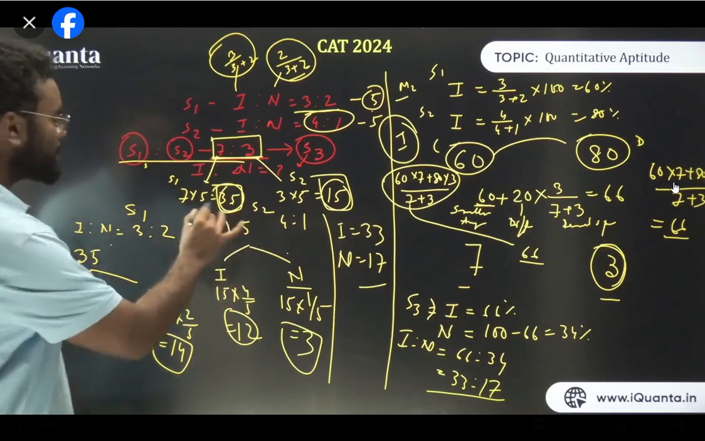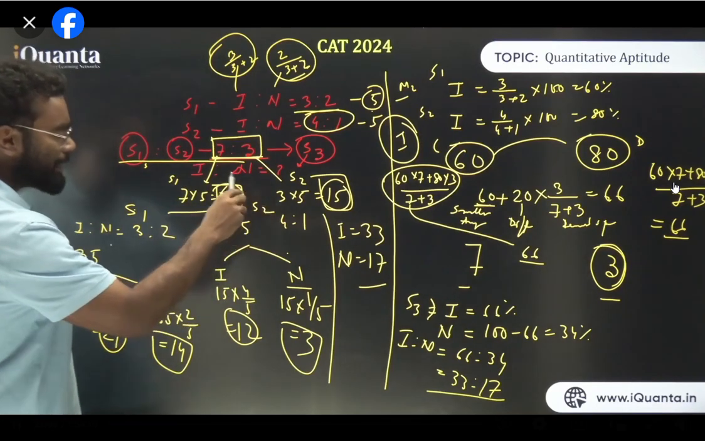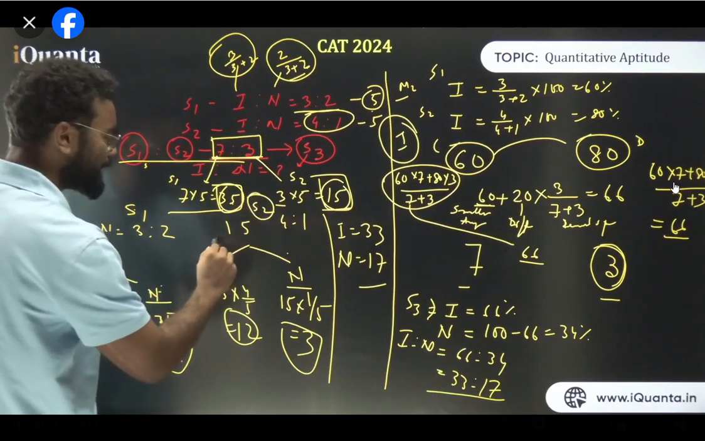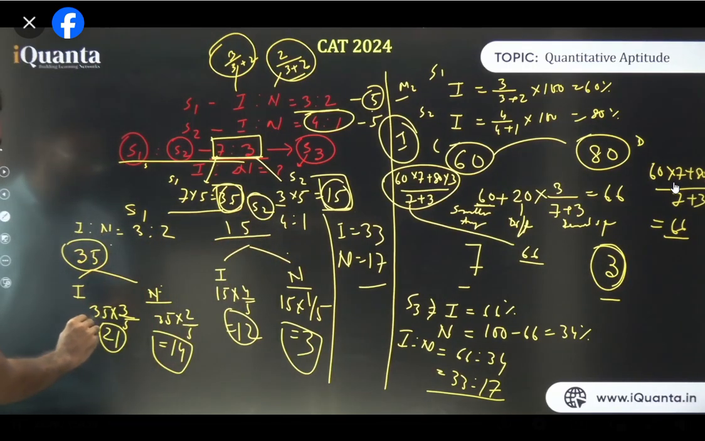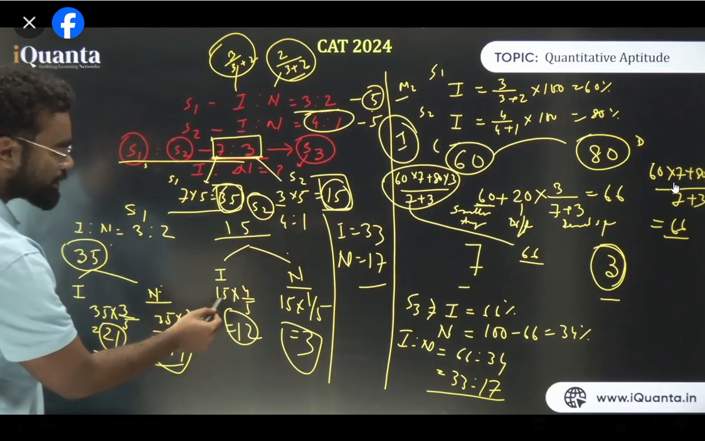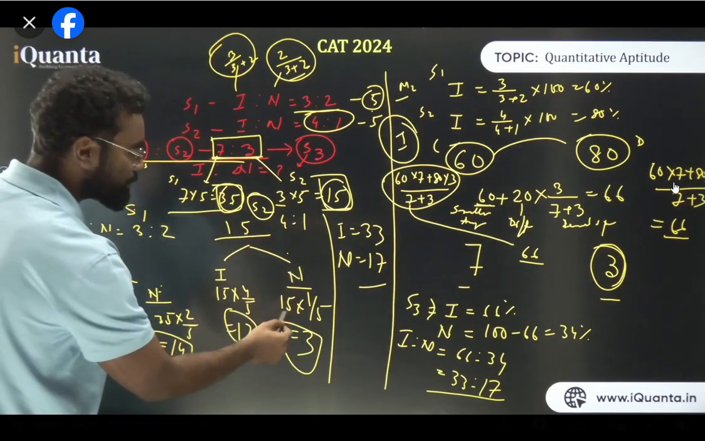So if I take 5, then multiply 5 with 7. What is it? 35. Multiply 5 with 3, that is 15. So take S1 as 35 units, and S2 as 15 units. In 35 units, the amount of iron is how much? 35 into 3/5, which is 21. The amount of nickel is 35 into 2/5, which is 14. Similarly, in 15 units, which is S2, the amount of iron is 15 into 4/5, which is 12. The amount of nickel is 15 into 1/5, that is 3.